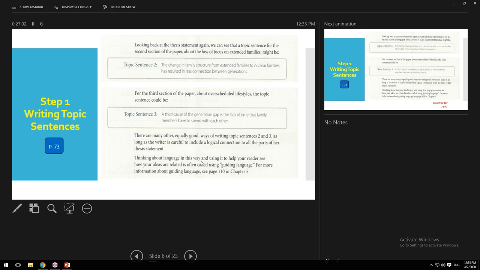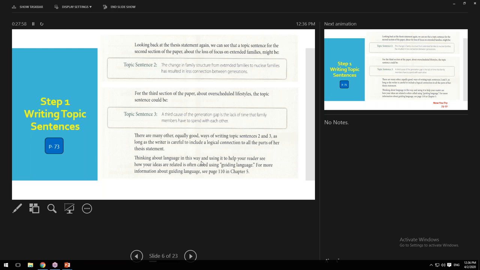And as you can see, the three topic sentences have different structures. This is the beauty of academic writing, that you can use different structures, different patterns that would add to your piece of writing. There are many other equally good ways of writing topic sentences 2 and 3, as long as the writer is careful to include a logical connection to all the parts of the thesis statement, as we said. As long as you cover what is mentioned in the thesis statement and the focus of the thesis statement, then your topic sentence is a good one.